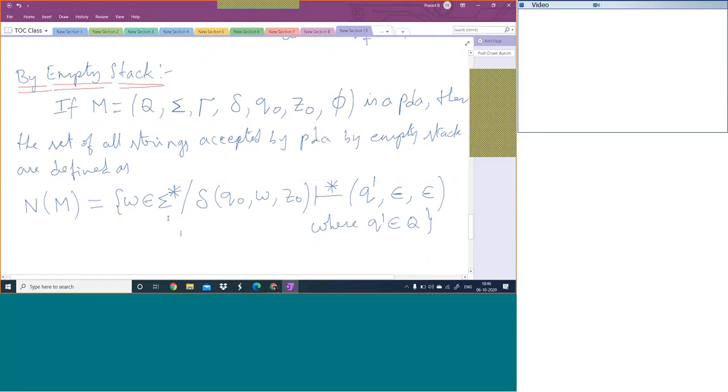Guys, listen. Whether it is by empty stack or by final state, the strings are combinations of input symbols. Whether it is by final state or by empty stack, it has to start from the initial ID, that is (q0, w, z0). After one or more transitions, definitely the machine will stop somewhere. When the machine stops, then the string must be empty and the stack also must be empty, meaning there should not be any symbol in the stack. The stack must be completely empty.